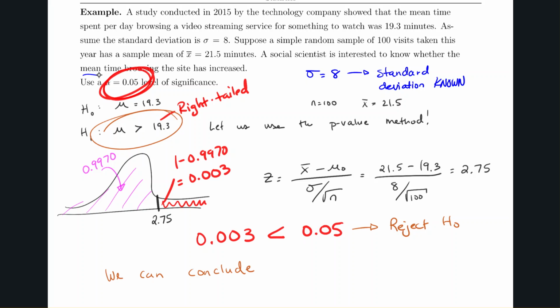Mu is the mean time browsing the site. Is greater or has increased. We could use that phrasing from above.